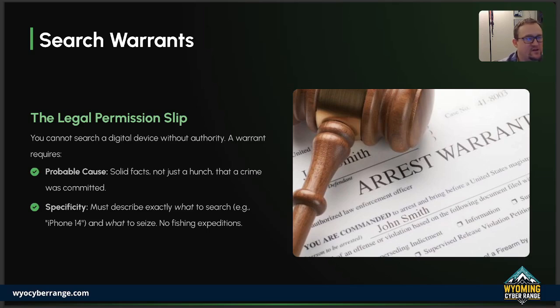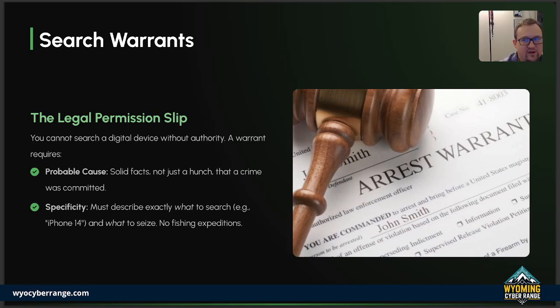So the first one I want to talk about is search warrants. This is the legal permission slip. You cannot search a digital device without authority. A warrant requires a couple different pieces. For one, you need probable cause. You need solid facts, not just a hunch, that a crime was committed. And then that warrant has to be very specific. It needs to describe exactly what is allowed to be searched, like, for instance, the suspect's iPhone or any digital device within a premise. Because if it's not listed on the search warrant, then we're not allowed to go fishing.